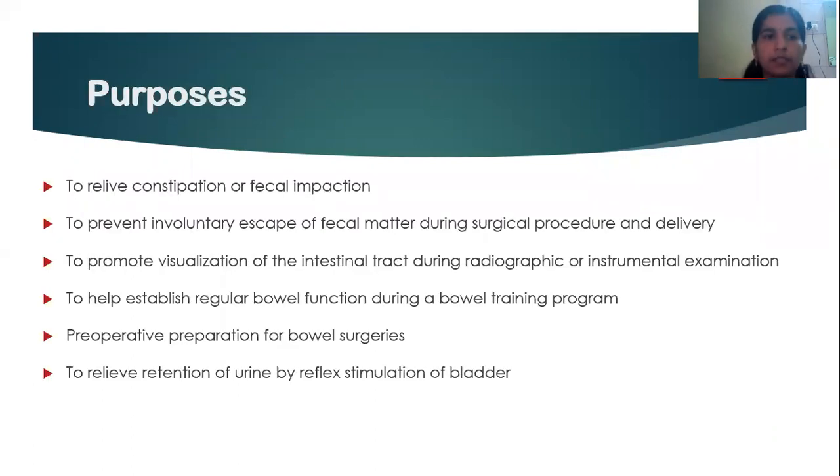So what are the purposes? To relieve constipation or fecal impaction, to prevent the involuntary escape of fecal matter during surgical procedures and delivery. So these are some problems. If feces pass involuntarily on the table during the surgery, it will cause some problems and a greater chance of infection. And during surgical procedures in the OT, we should maintain an aseptic technique. So if feces pass involuntarily, it will be a hindrance to the procedure.